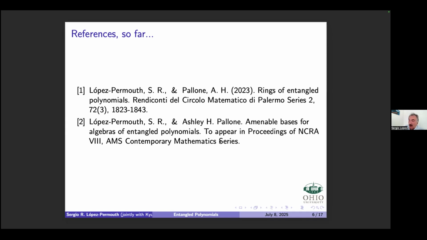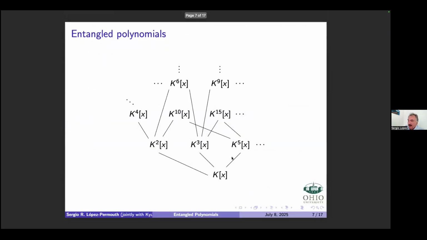And we wrote another paper which was central to Ashley's dissertation, and it's going to appear soon in the proceedings of one of the LANS conferences. So once again, going back to this, at the time, by the way, we only had coefficients in a field. In the latest project, which is the real center of today's talk, we use R instead of K.